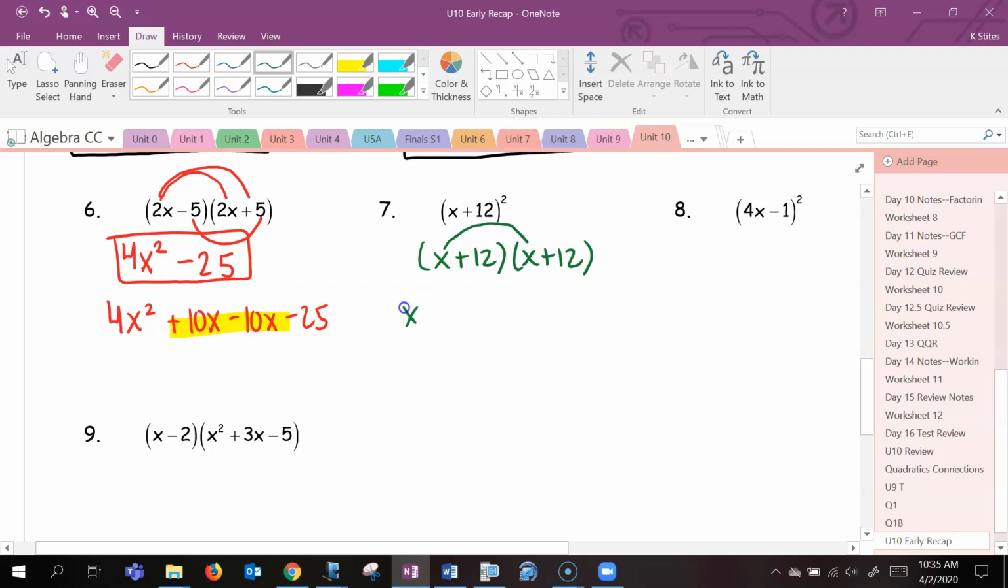X times x, x squared, outer, 12x, inner, 12x, and last. 12 times 12, that's a big one. It's a 144. All right, and then again, you have like terms. We're going to combine them. Notice they do add together. They do not cancel. So 12x plus 12x is 24x.